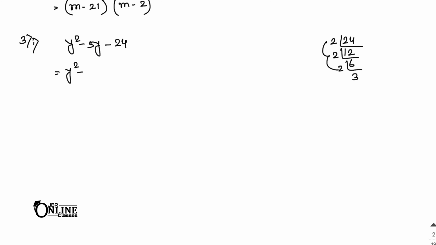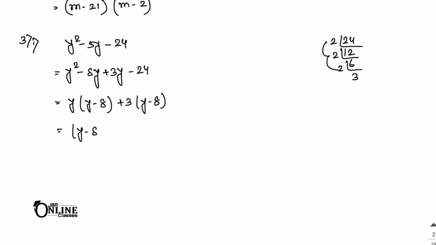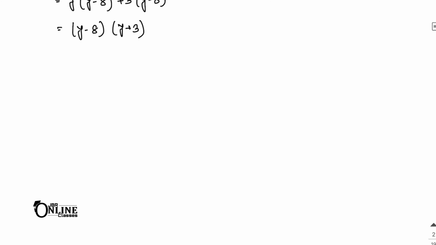Okay, so y square minus 8y, here plus 3y minus 24. So that means here if y common, so y minus 8. Here if 3 common, it becomes y minus 8. So that one equals y minus 8 and then y plus 3 as your answer.